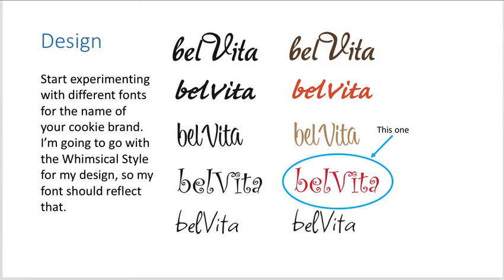So here we go, I'm exploring different fonts. I'm going to go with the whimsical style, so I'm playing around with some fun stuff. So I really liked this one here on the left and this one here underneath it. And these are just colors of what's on the right are colors of what's on the left. So this Belvita I picked and I made it red.